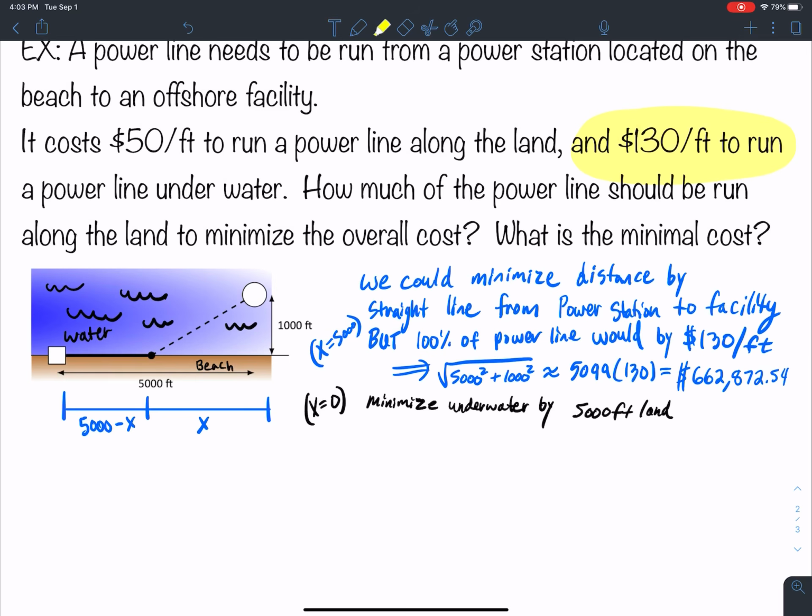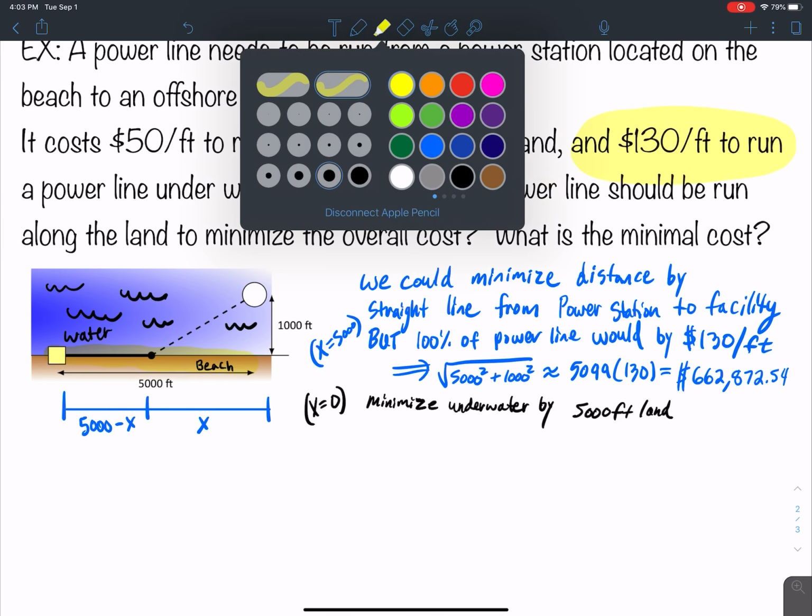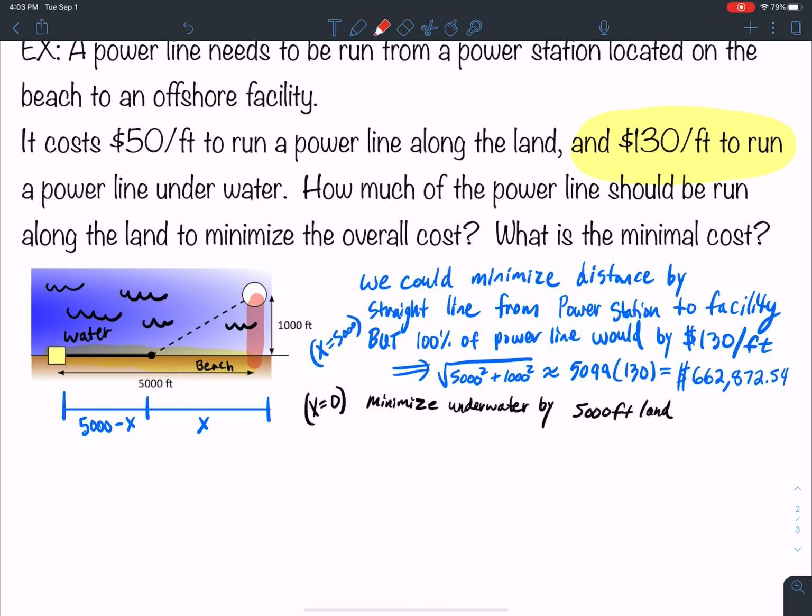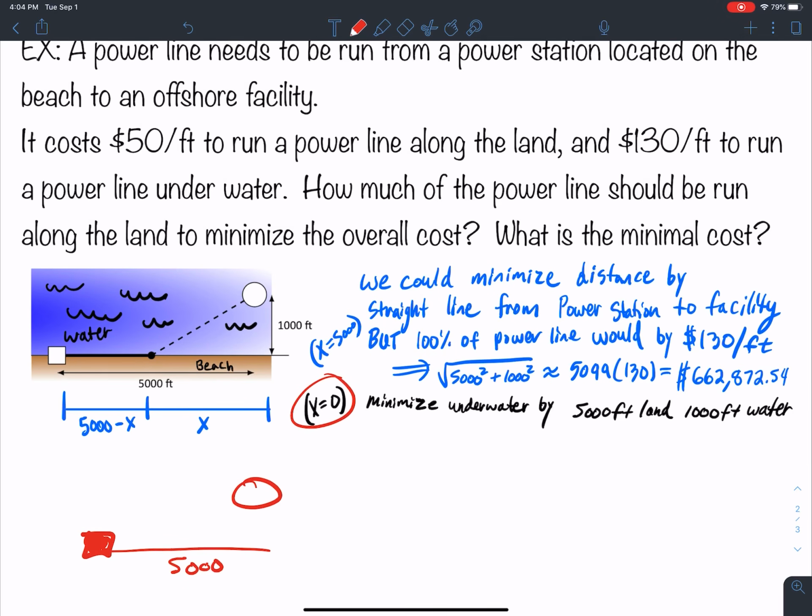So we go all the way over on the beach, and then we minimize that distance. The minimum distance is that perpendicular distance from your object to where you're heading towards. So that means there's 5,000 feet on the land, and then there's 1,000 feet in the water. What does that look like? I've got my power source here, and my offshore drilling well here. I travel 5,000 feet on the land, that's an x equal to 0. And then on perpendicular distance, it's 1,000 feet this way.